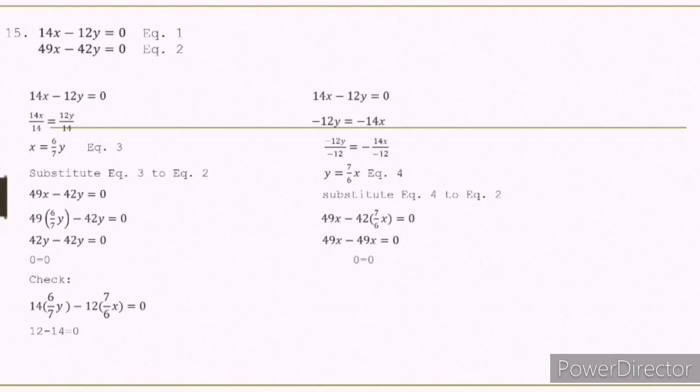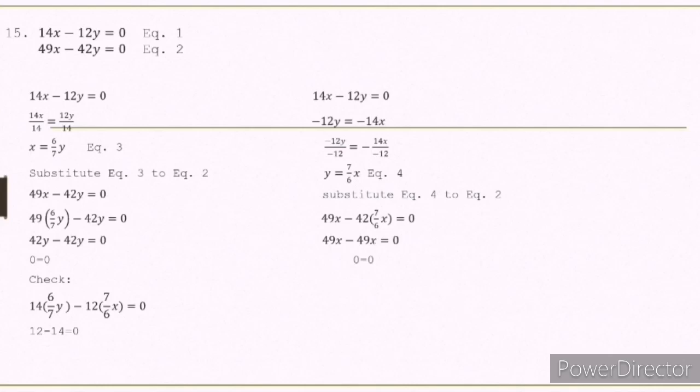Negative 12y is equal to negative 14x. Divide both sides by negative 12. So y is equal to 7 over 6x. This will be our equation 4.